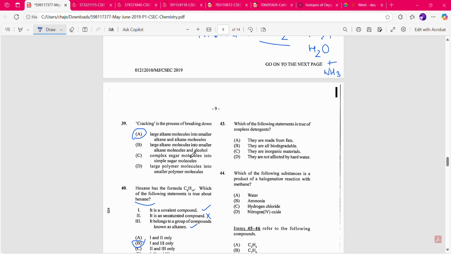Try to remember this one. 43. Which of the following statements is true of soapless detergents? They are made from fats. They are biodegradable. They are inorganic materials. They are not affected by hard water. What's a soapless detergent? So let me type it.